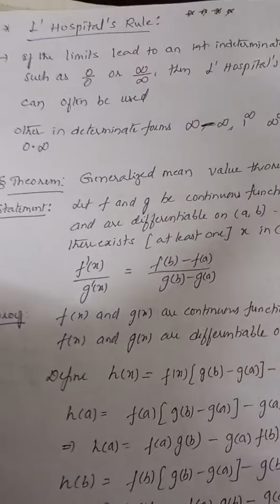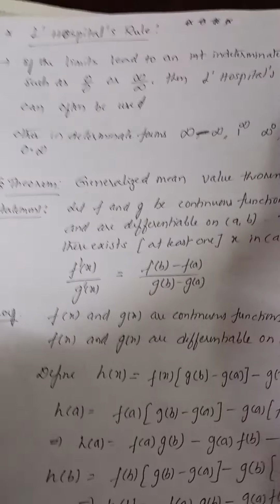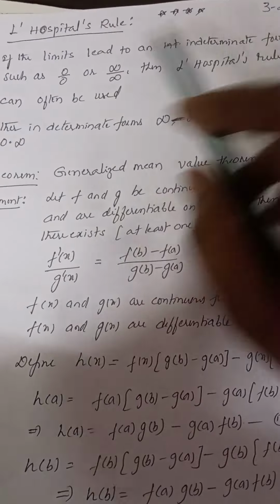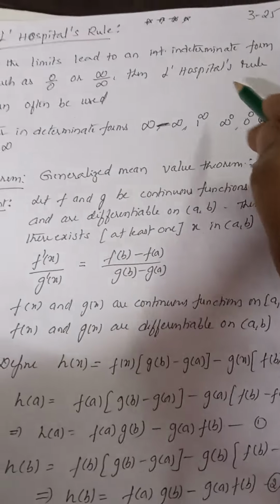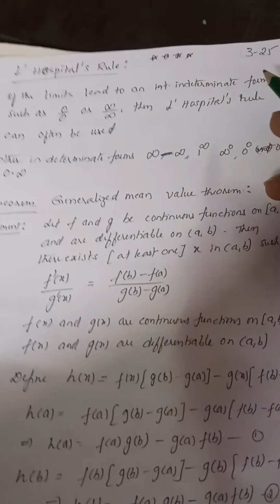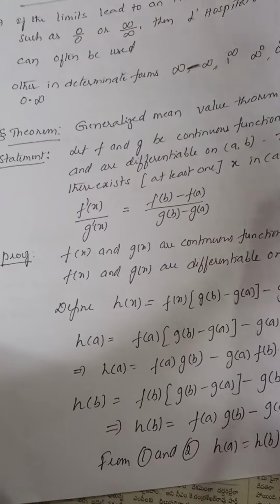Good morning, students. Important topic: L'Hospital's rule. If the limit leads to an indeterminate form such as 0 by 0, infinity by infinity, infinity to the power of 0, 0 to the power of infinity, those come under L'Hospital. We can apply L'Hospital's rule to find the limit of those problems, right?